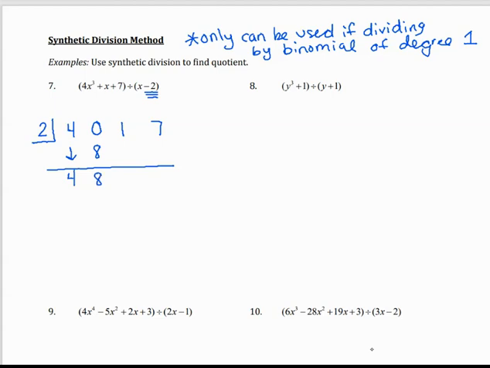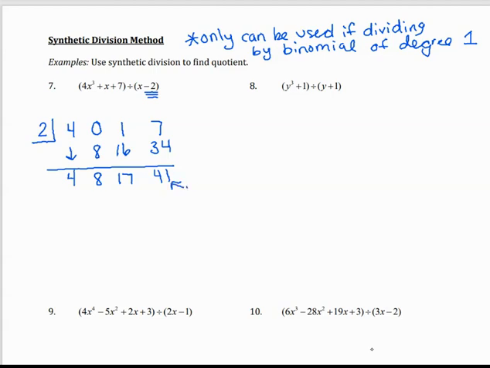2 times 8 is 16. Add, that gives me 17. Keep on multiplying. 2 times 17 is 34. Add those together and gives me 41. I have done all my computations, but now I need to know what is the answer. So remember, we started with polynomials with the variable x, so my answer better have x's in it.